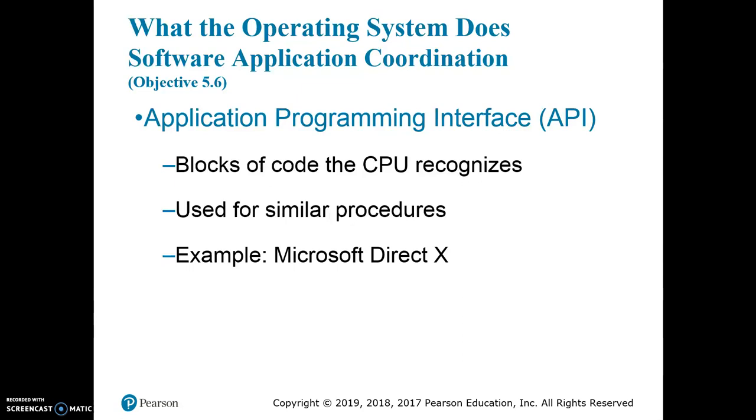Every computer program, no matter what its type or who the manufacturer is, has to interact with the CPU by using computer code. So rather than having the same blocks of code for similar procedures in each program, the operating system includes the blocks of code, which are called APIs, or the Application Programming Interface. Microsoft DirectX, for example, is a group of multimedia APIs that are built into the Windows operating system. What they do is improve graphics and sound.